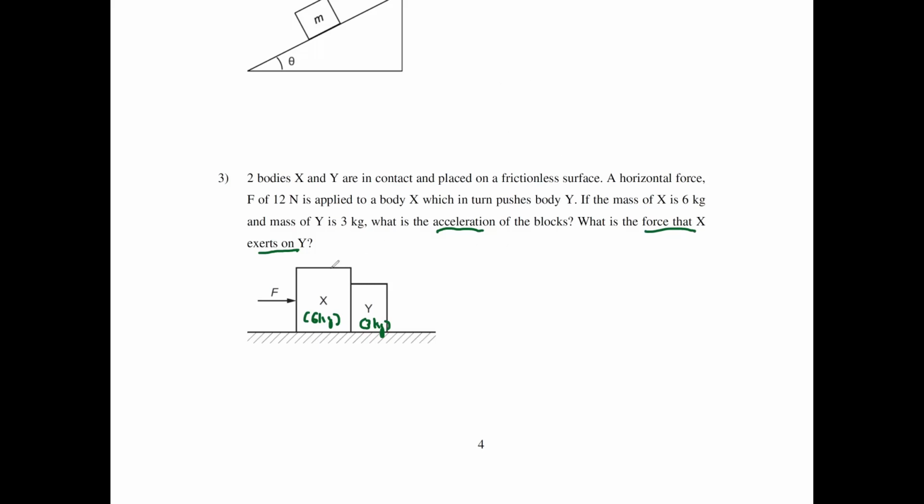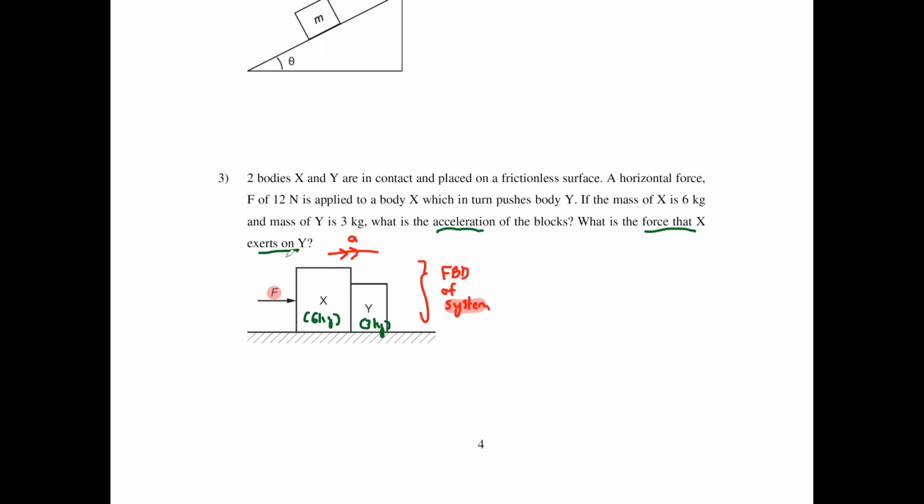Now, if you consider this system consisting of block X and block Y, it will have an acceleration A. You can just think of this as a free body diagram of the system. The system here consists of two blocks, X and Y, and you're considering them as a group. You can break it down into the individual blocks, but right now I'm just considering it as a system of blocks.